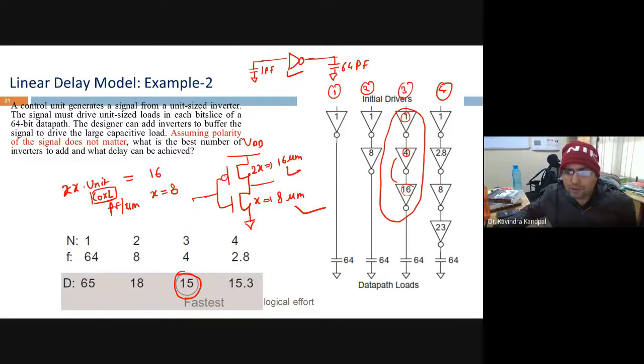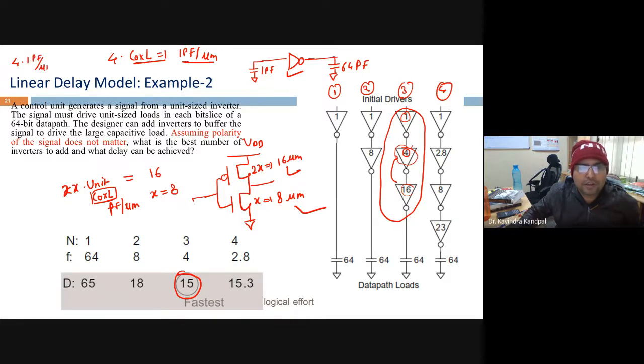That way you can also size this one. Again, 4 units of capacitance, 4 into 1. Let's say COX into L is given as 1 picofarad per micrometer. So 4 into 1 picofarad per micrometer should be equal to how much? 4 into W into L, right? You can work out this calculation, yes or no? Shall I do it once more?